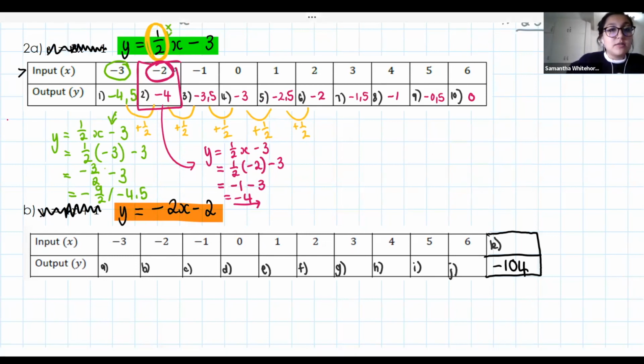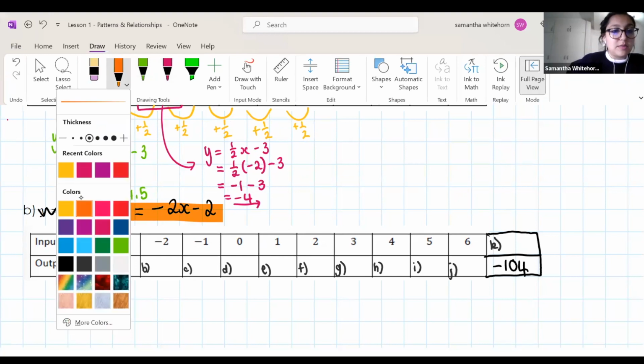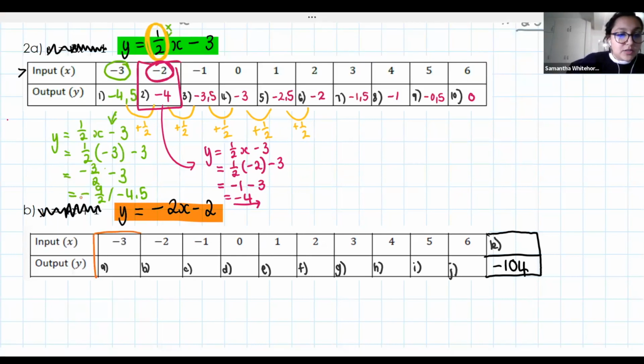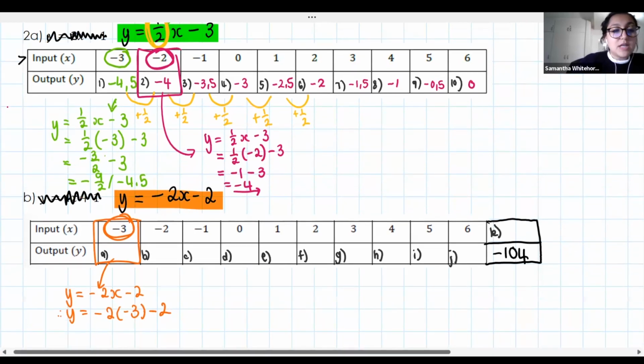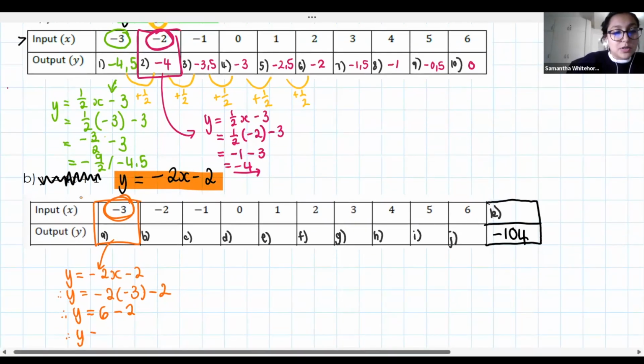Now, guys, I am going to do the first one with you because I don't want us to make silly mistakes with signs. So if we look at this first situation for A, our rule is y is equal to -2x minus 2. If we substitute our input value of -3, we've got y is equal to -2 times -3 minus 2. Now remember, a negative times a negative is a positive. So this is +6 minus 2, which gives us an output of 4.